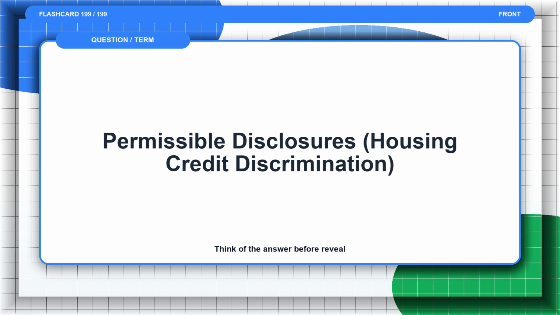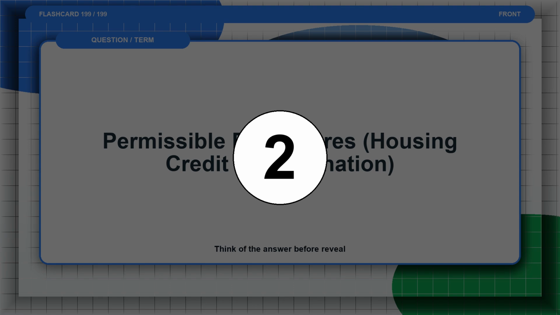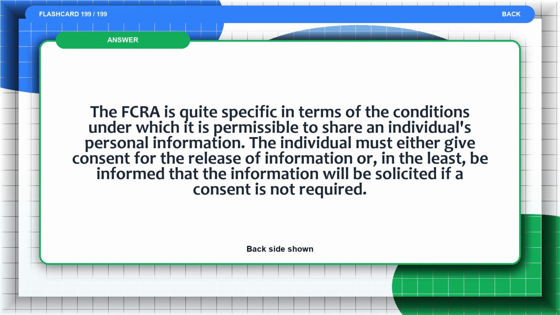Flashcard 199. Permissible disclosures, housing credit discrimination. Pause and think of the answer before the reveal. The answer is, the FCRA is quite specific in terms of the conditions under which it is permissible to share an individual's personal information. The individual must either give consent for the release of information or, at the least, be informed that the information will be solicited if a consent is not required.